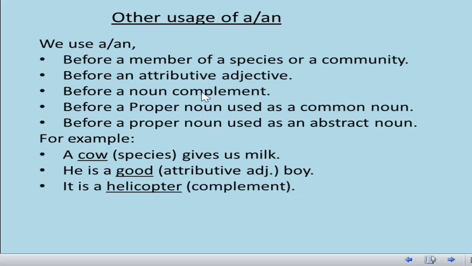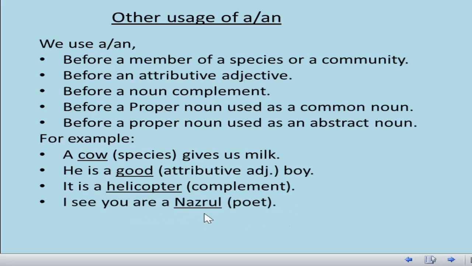Then complement. What is a noun complement? Complement means the word which completes the meaning of the verb, which completes the meaning of the sentence. So here helicopter is a noun and here helicopter has completed the meaning of the sentence. It is a helicopter. That's why it is a noun complement.